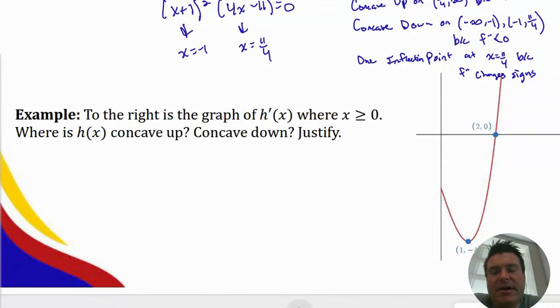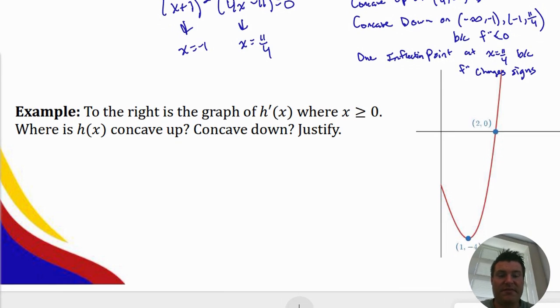Let's do our last example here to wrap up this set of notes. To the right is the graph of h prime, where x is greater than or equal to 0. Where is h of x concave up, concave down, and justify? So this is h prime. Since this is a graph of h prime, if concavity represents the rate of change, whether it's increasing or decreasing, this h prime is the rate of change. So when is the rate of change increasing?